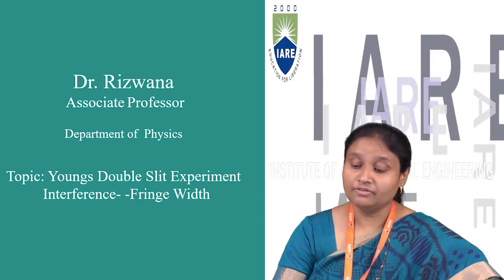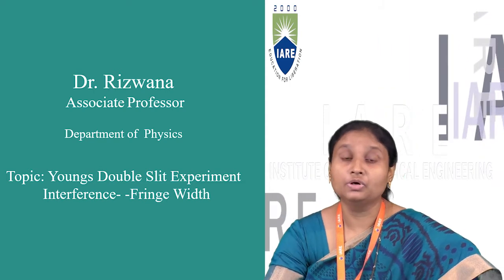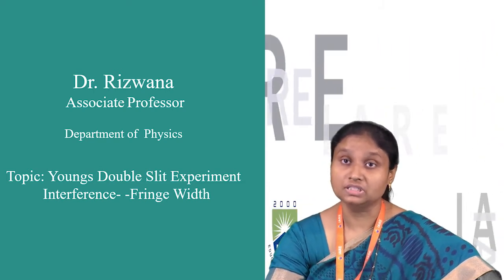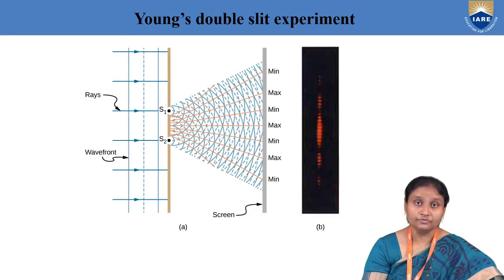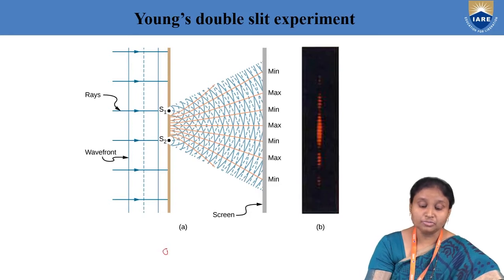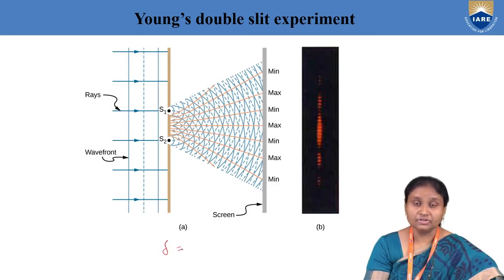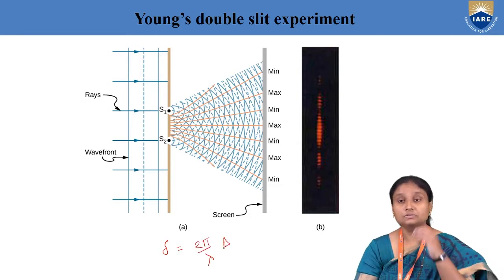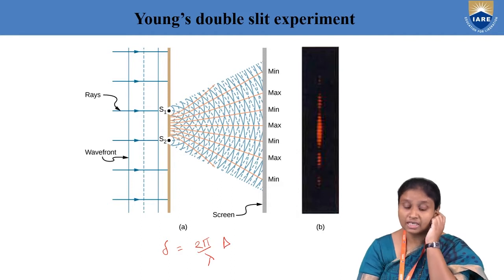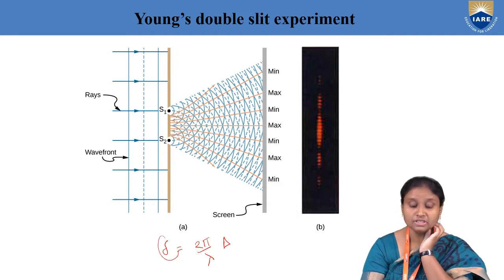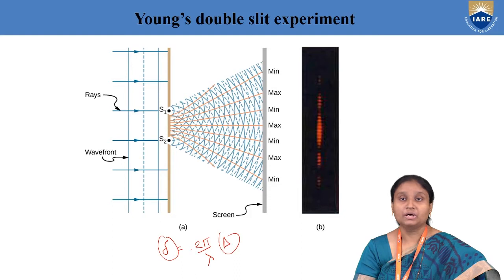We also took a very important relation between phase difference and path difference. If we call the phase difference delta, then it is given by 2 pi by lambda times the path difference. So this is our phase difference, and this is our path difference.